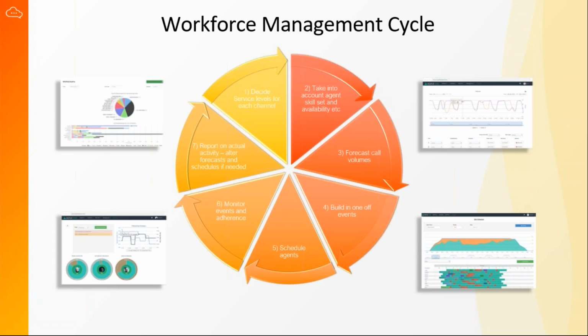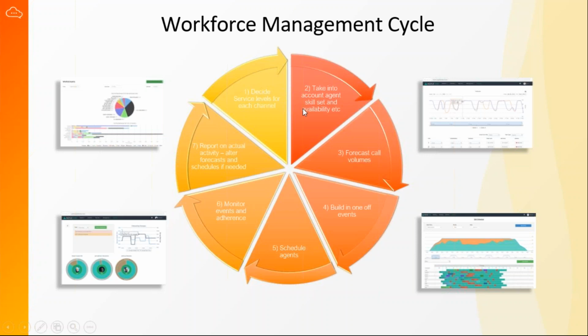And what this is basically is several points that you need to investigate. So the first one is decide your service levels for each channel. So you might be a multi-channel type of contact center, and you can decide to have 80% of your calls answered in 20 seconds, as an example of the service level.